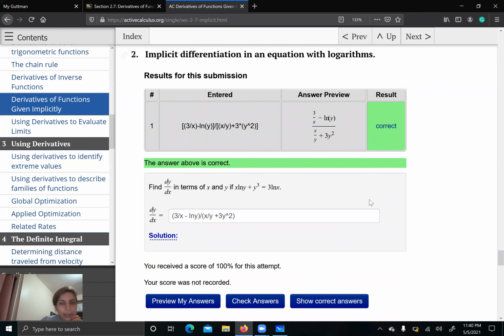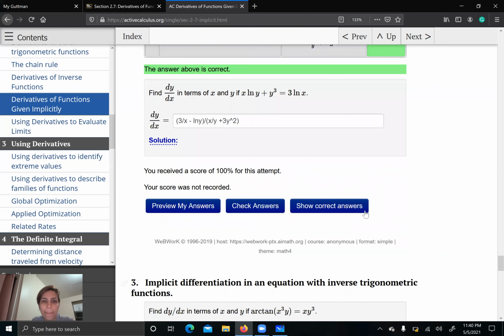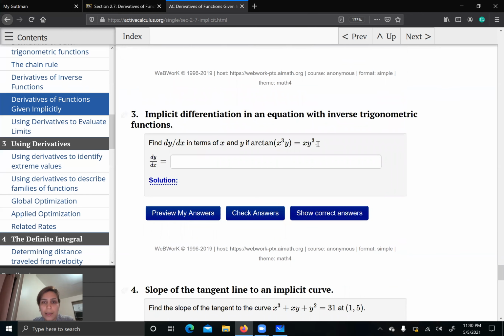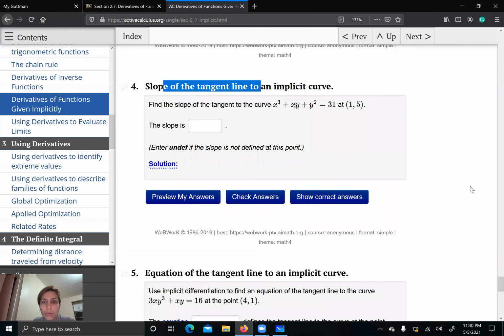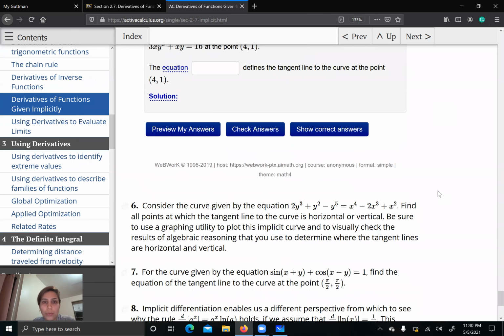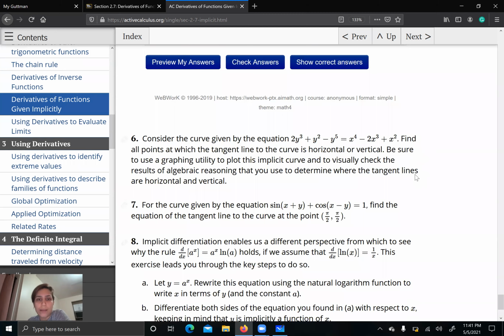So I recommend you practice these implicit differentiation problems. I leave this one for you, and this one for you. These are good questions. They help you practice the idea of implicit differentiation. In this way, you will be ready to do the homework assignment for this section.